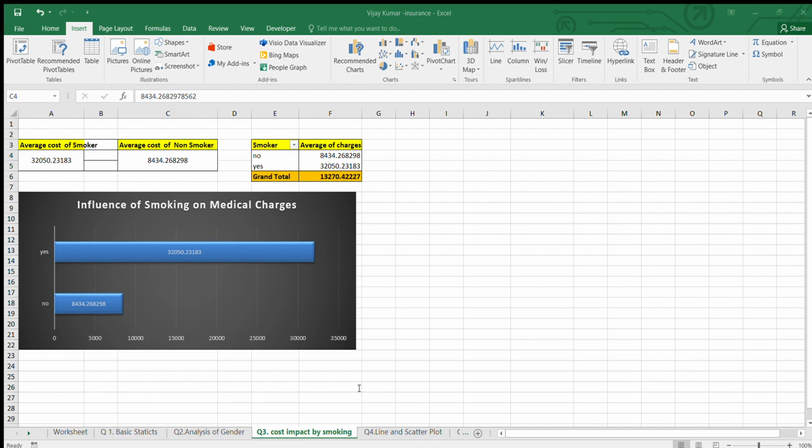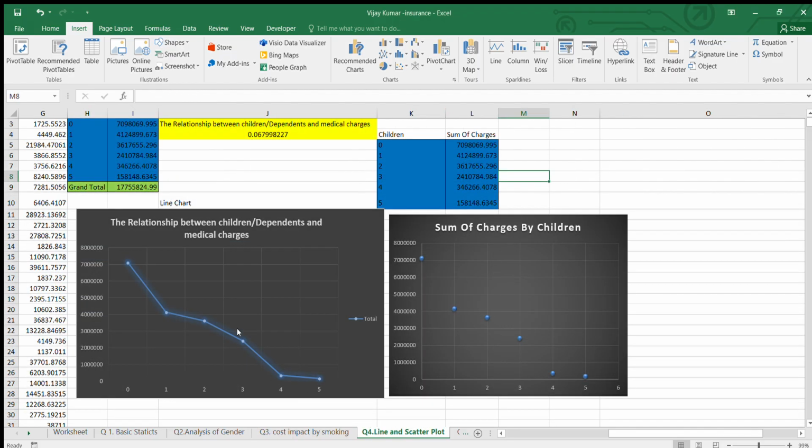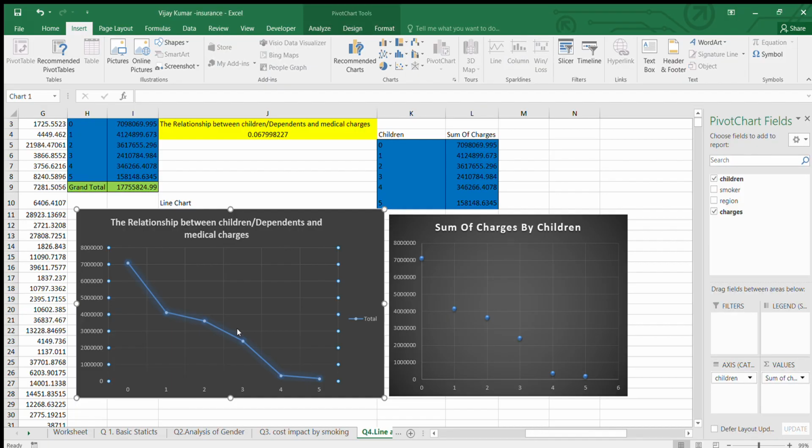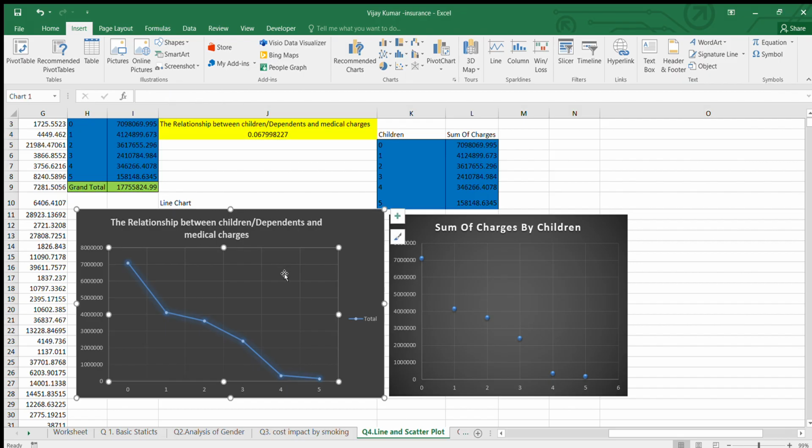In question number 4, the dependent analysis. We have to calculate the correlation, a line chart and a scatter plot. So in question number 4, this is the correlation value, this is the line chart, and this is the scatter plot. So we have drawn all of these three.